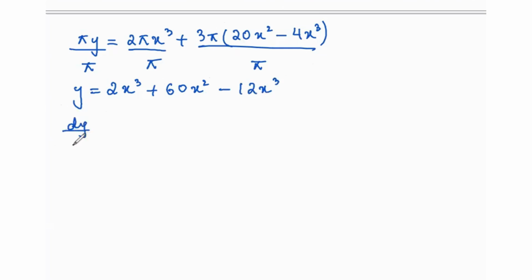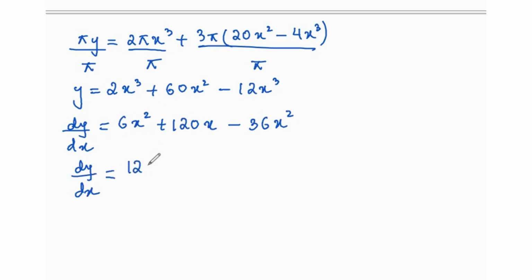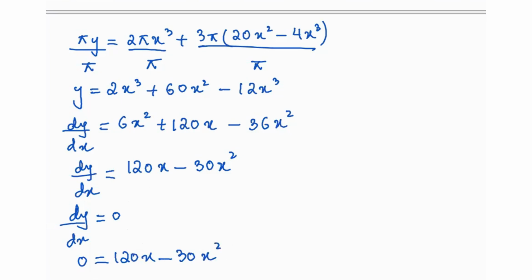Now, differentiate this because it's saying maximum value of y. So first we find the derivative of y. So that's 6x squared plus 120x minus 36x squared. If we notice, 6x squared and 36x squared are like terms, so we can combine them. So that's 120x minus 30x squared. Now for the maximum value, we put dy by dx equal to 0. So 0 equals 120x minus 30x squared. 30x is common between 120x and 30x squared, so that leaves us with 4 minus x. So one value of x is 0 and the other value of x is 4.